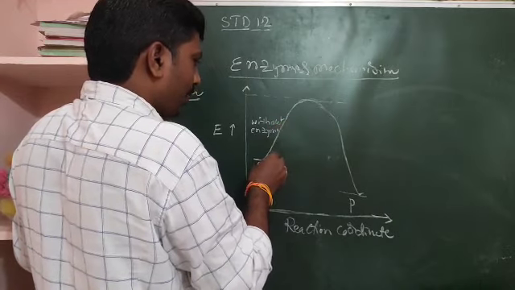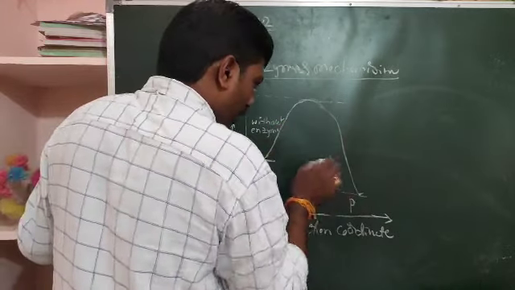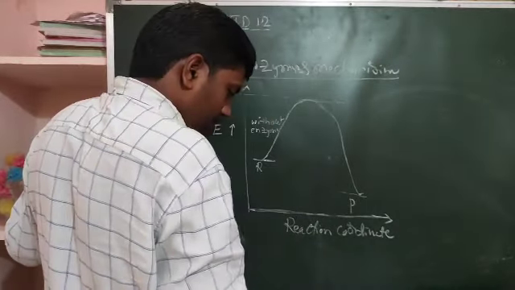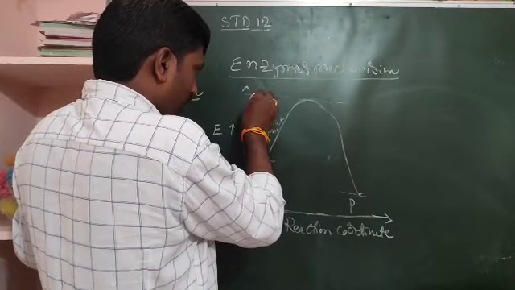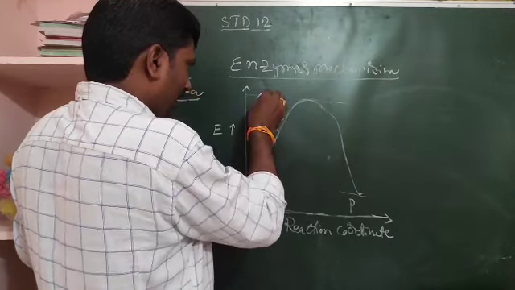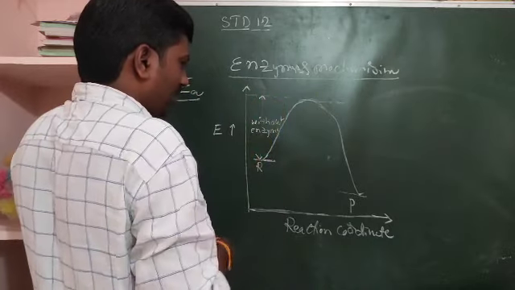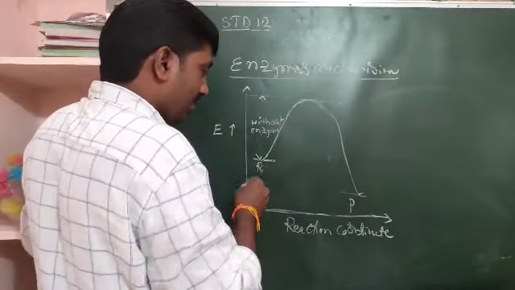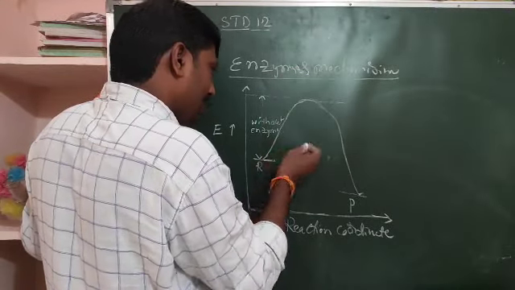Without enzyme, the reactant changes into product, with this symbol. From here to here, that height is the energy required without the enzyme. This we will call activation energy. This much energy is required.